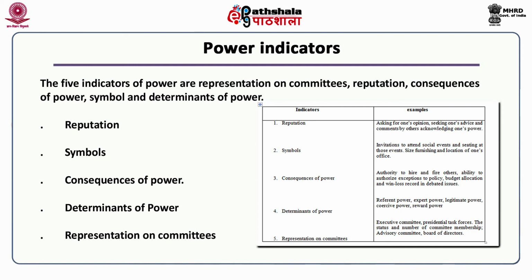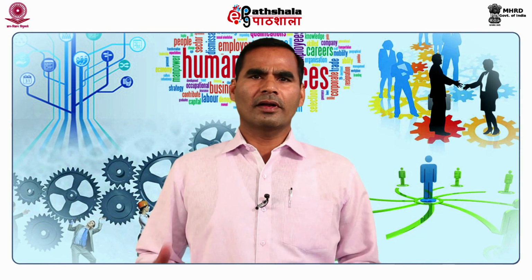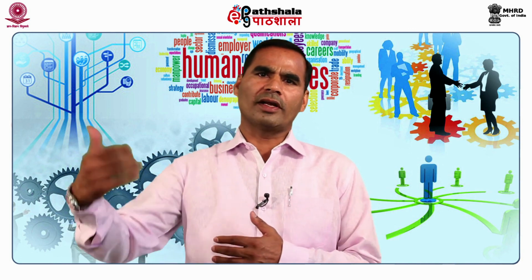Determinants of power: its examples are referent power, expert power, legitimate power, coercive power, reward power. Representation on committees: its examples are executive committee, presidential task forces, the status and membership of committees, advisory committee, board of directors. Summary: if a person is able to influence the behavior of other individuals, it means he has power.